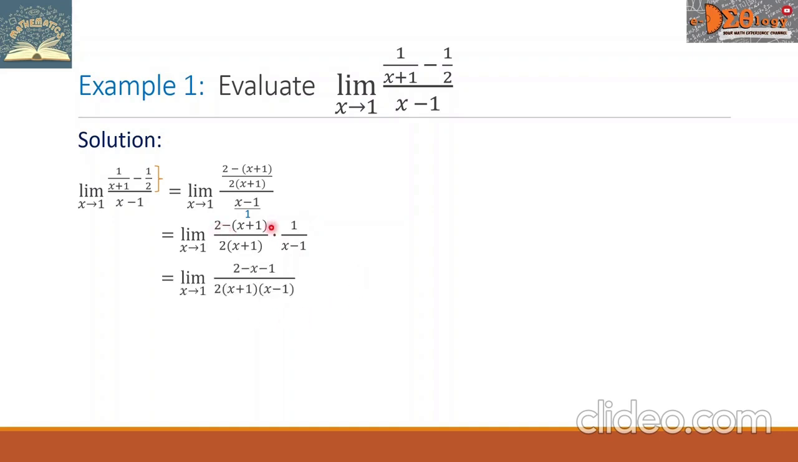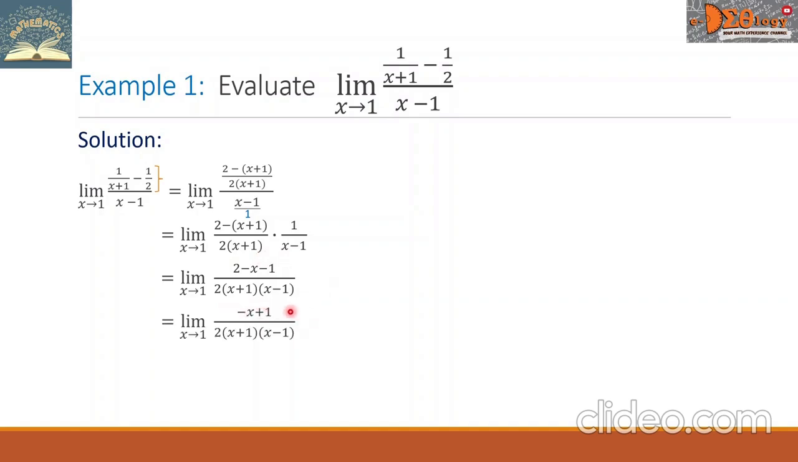In the numerator, the expression is multiplied by 1, which means the same value of this expression will come. Let us now remove the grouping symbol. Because this is negative, we are changing the signs of the terms inside of the grouping symbol. So we have this 2, then minus x, then minus 1, all over, we put together all the factors in the denominator. Then we simplify the numerator. That means this 2 minus 1, and the numerator becomes negative x plus 1.